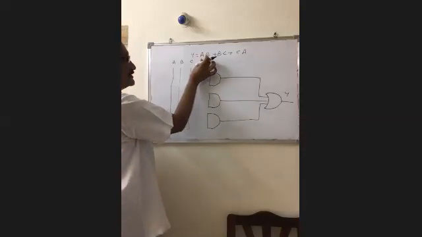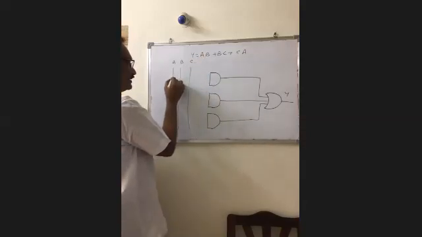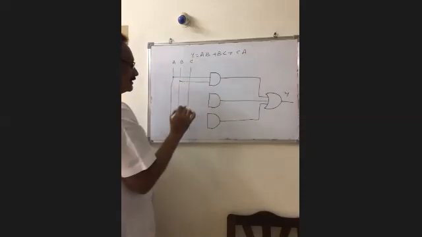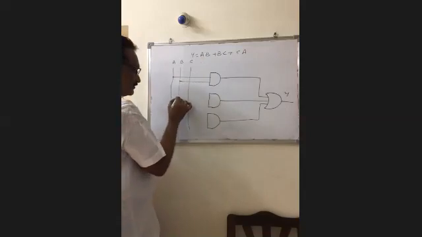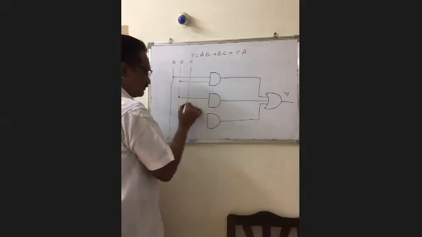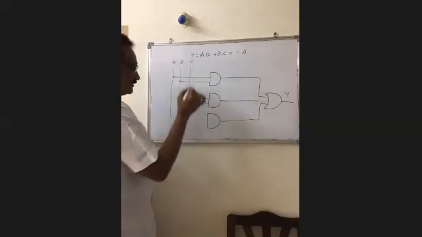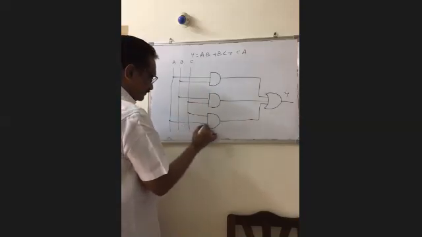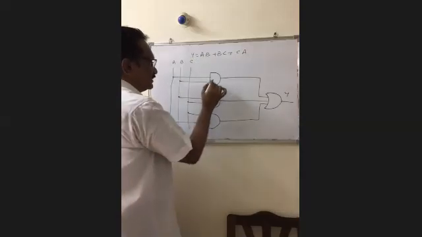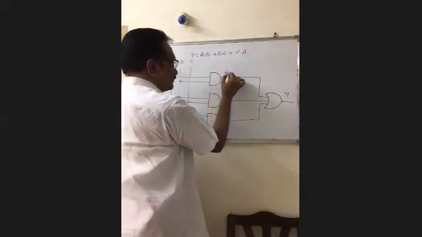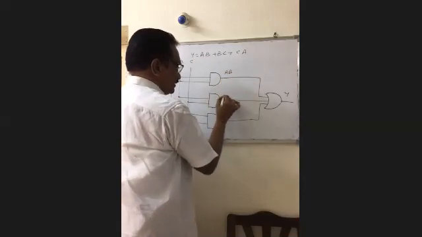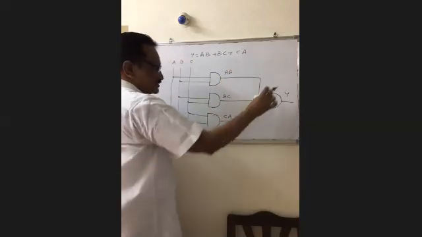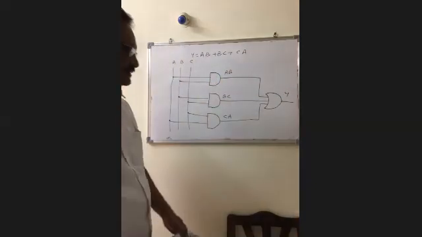The first product term is AB. So connect A and B as input to this one. The second one is BC. So connect B and C inputs. The third one is CA. Connect C and A. No doubt in that one. The output of this AND gate is AB. This one BC. And this one CA. So Y is equal to AB plus BC plus CA.